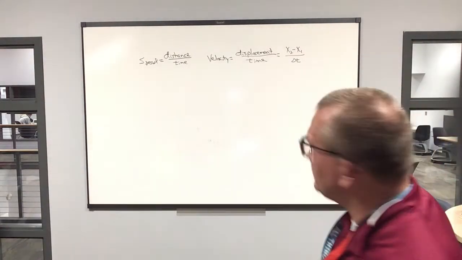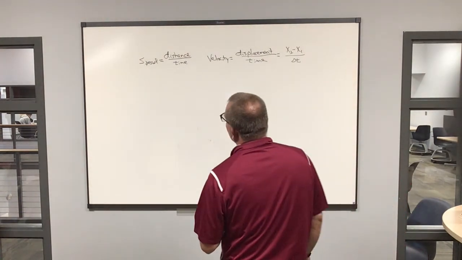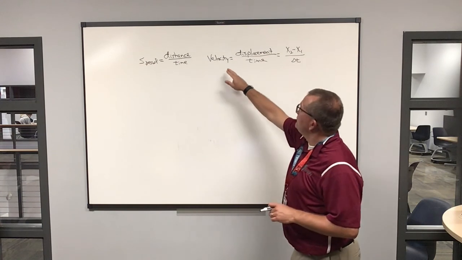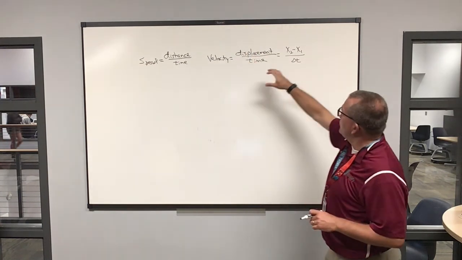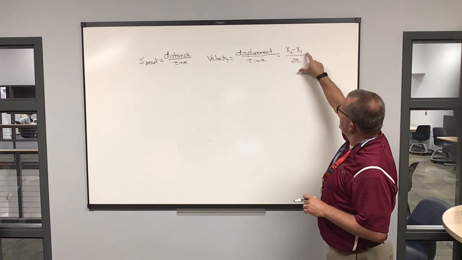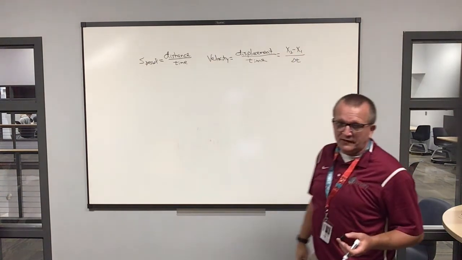Okay, before we talk about velocity and speed, let's look at the equations one more time. Speed is distance over time. Velocity is displacement over time, or change in position. So where we finished minus where we started, divided by how much time has elapsed.